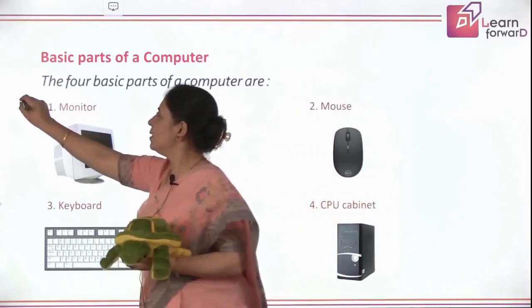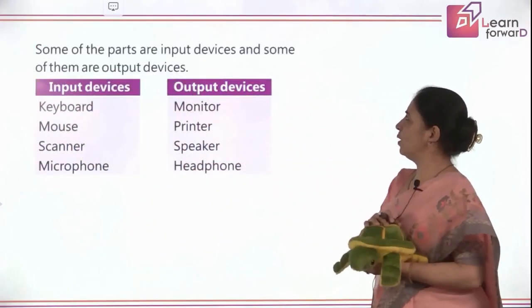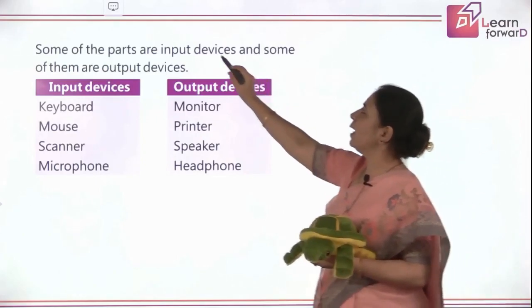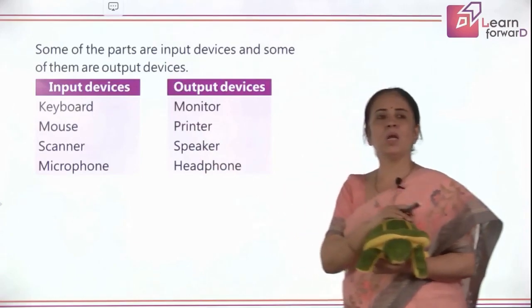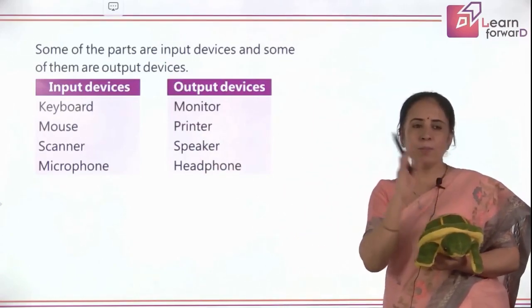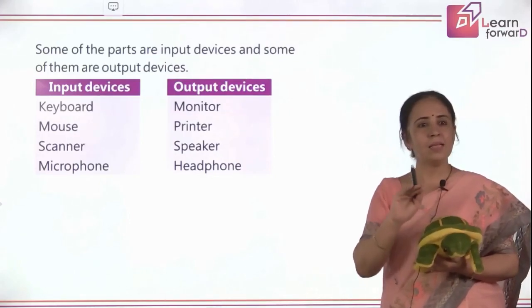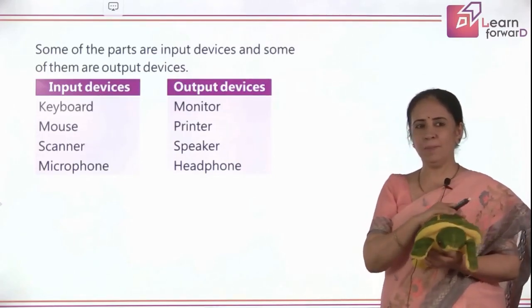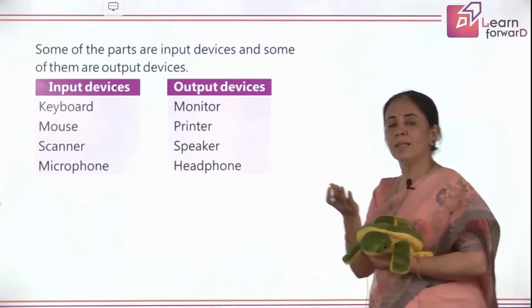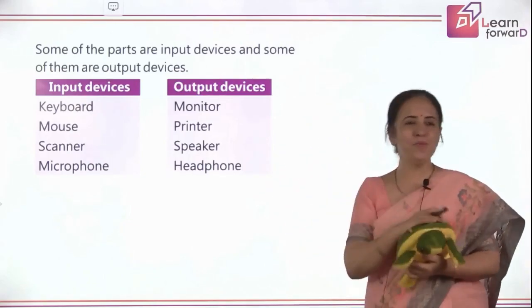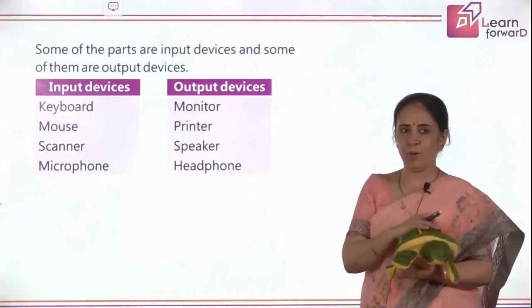So, let us see some more parts of the computer that are input devices, and some of them are called output devices. I am going to tell you what input devices are. Anything that helps you to send data to the computer is called an input device. And anything that helps you to get the output, the result from the computer, we say is an output device.